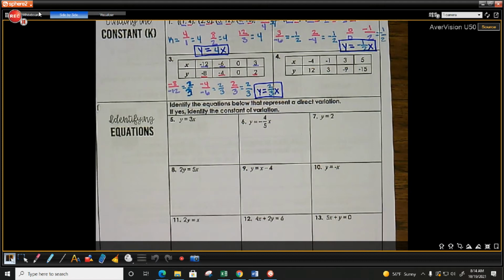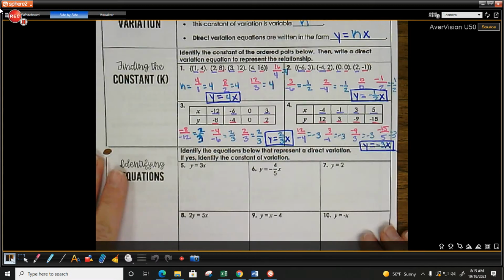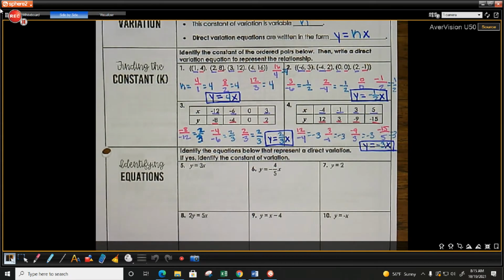Okay, I want you all to try number 4 on your own. Okay, so is this an example of direct variation, guys? Yes, what's your equation? y equals negative 3x. Very good. We get negative 3 every time we do our ratio of y over x. We good? We okay with telling from a table if something is an example of direct variation?